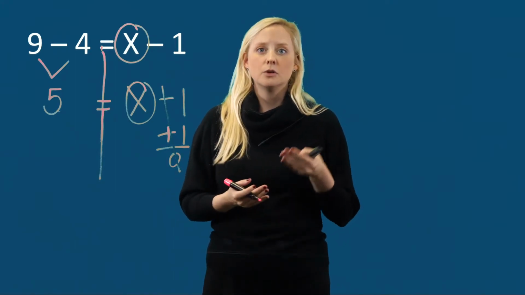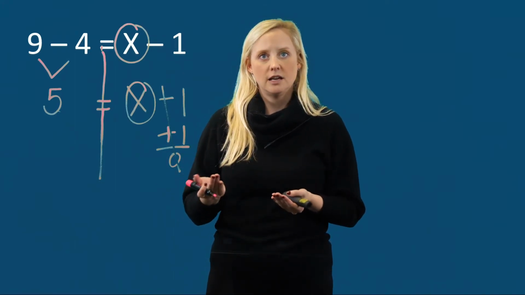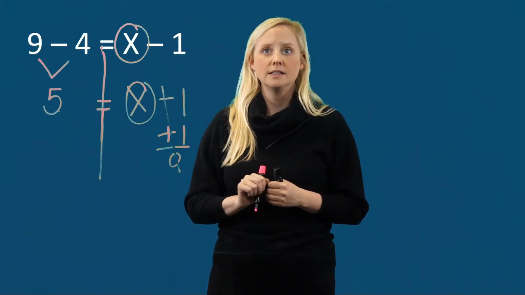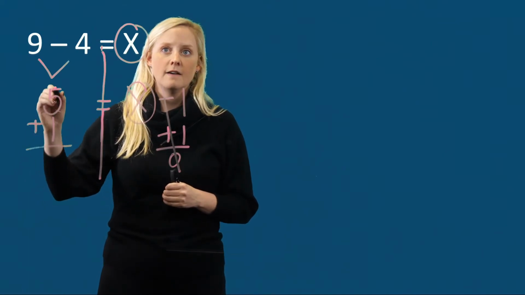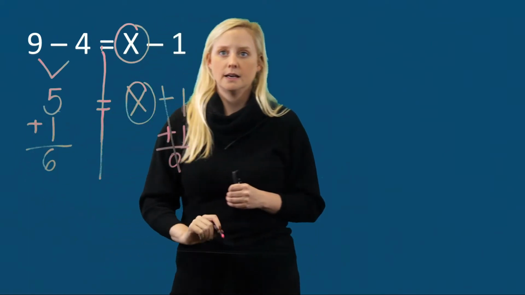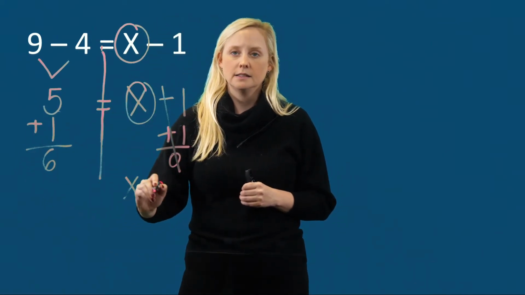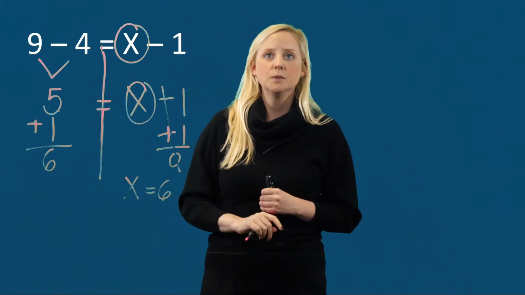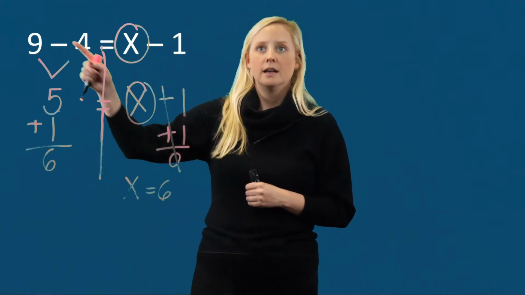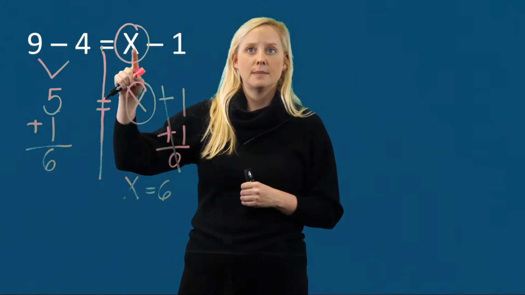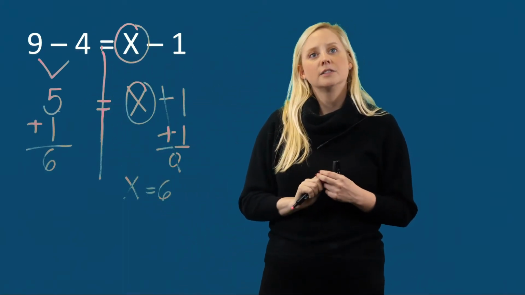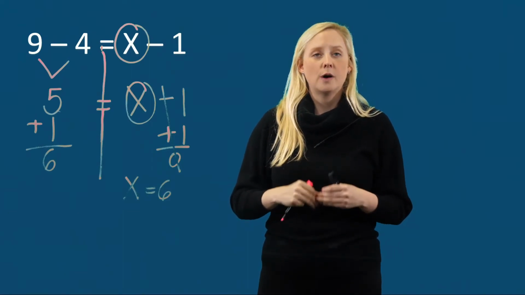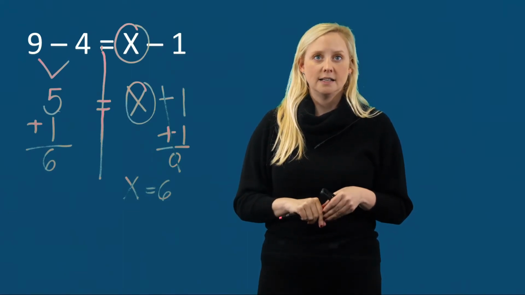But whatever I do to one side of the equal sign, I need to do to the other. If I did a plus 1 on this side, I need to add 1 on this side also. 5 plus 1 is the same as 6. So x is the same as 6. So let's read our completed equation. 9 minus 4 is the same as 6 minus 1. Now let's take a look at student work where there were two operator symbols and the student isolated the x.